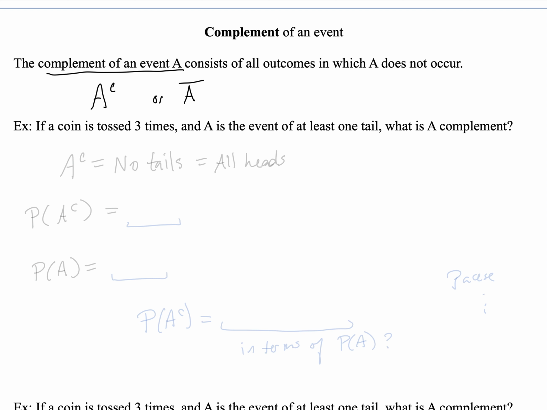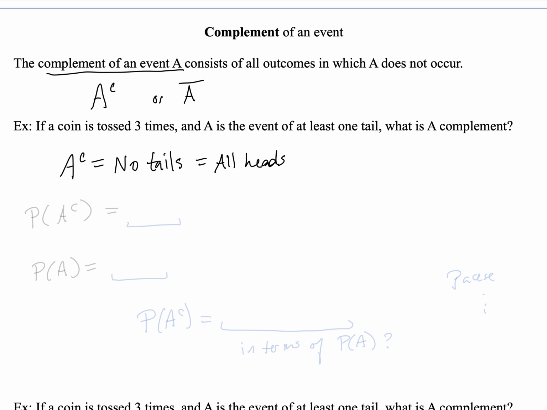For example, if a coin is tossed 3 times and A is the event of at least one tail, what is A complement? Here we're not asking for the probability of anything, we're just asking what the event A complement is. If A is the event of at least one tail, then A complement is the set of all events in which there is not at least one tail. If there isn't at least one tail, then there are no tails, or it could also be expressed as all heads.